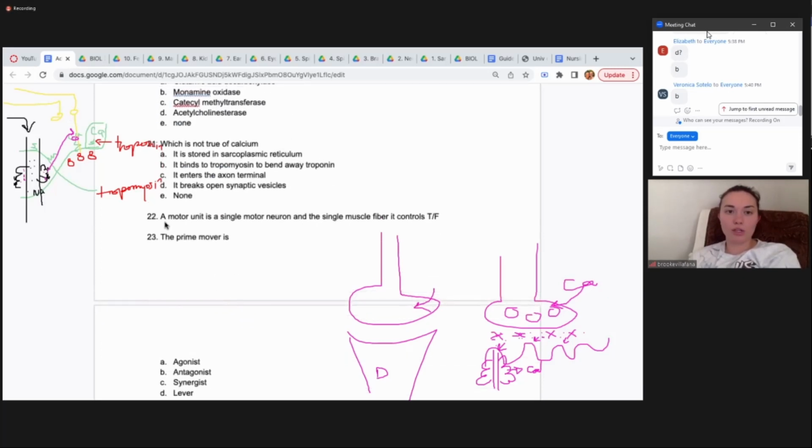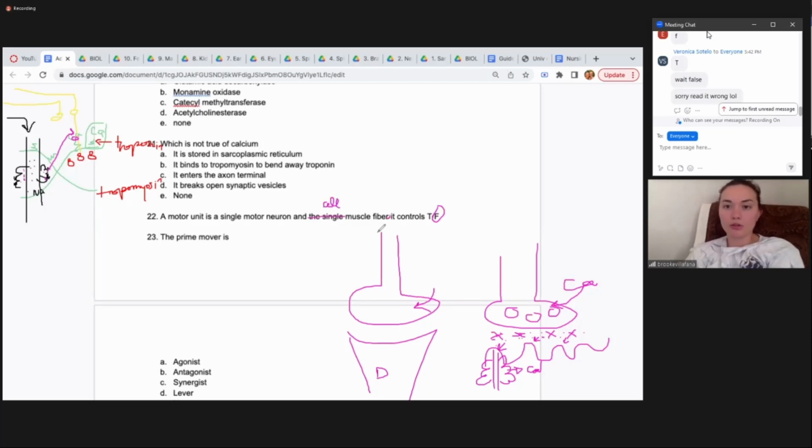Okay, question number 22. A motor unit is a single motor neuron and the single muscle fiber that it controls. True or false? So our answer here is false because it is all the muscle fibers it controls. Make sense? So not just one. So any muscle fiber that's controlled by that motor neuron is called a motor unit.